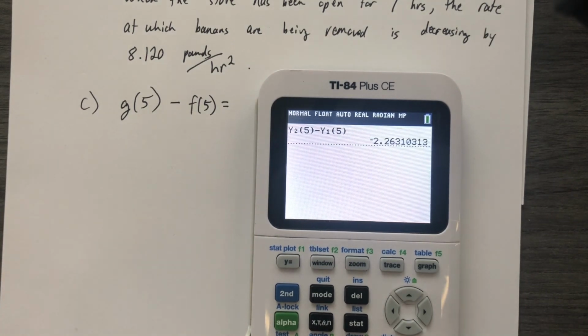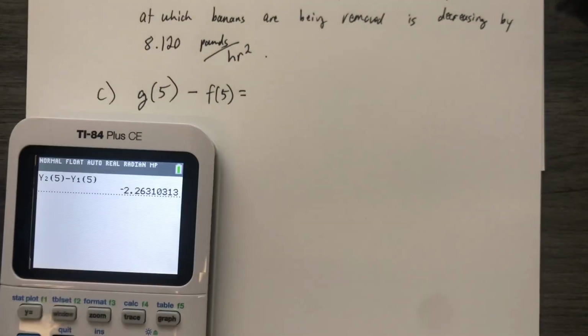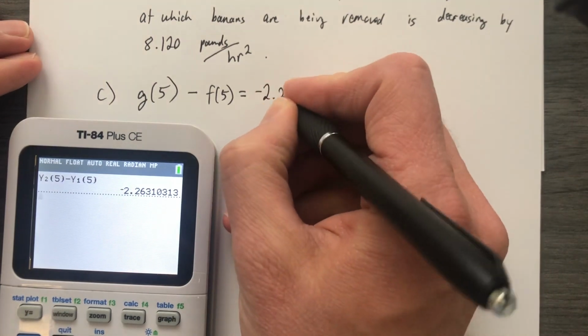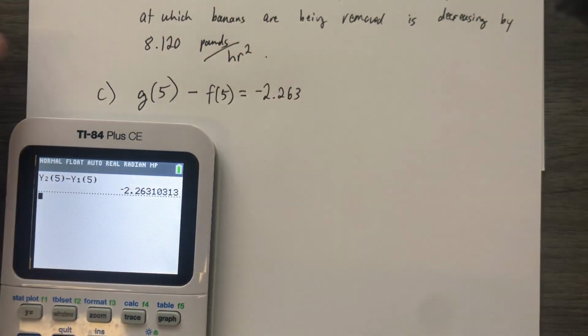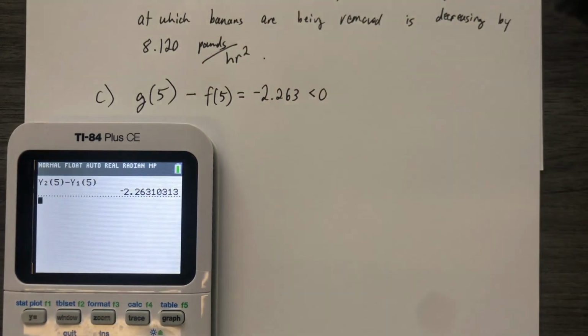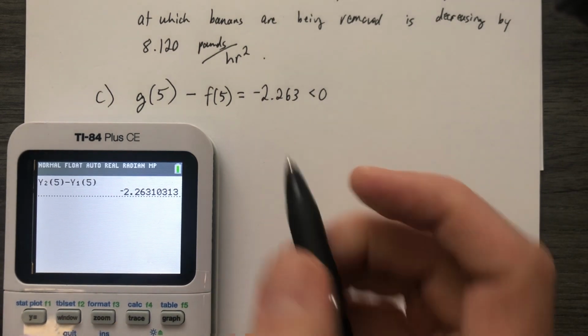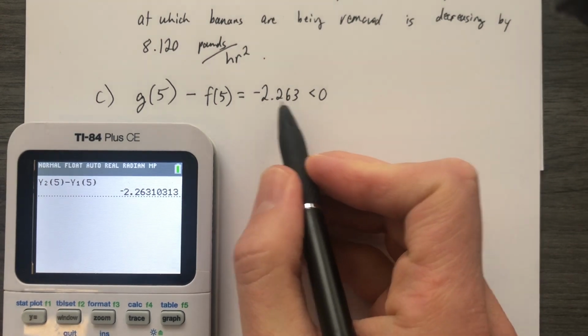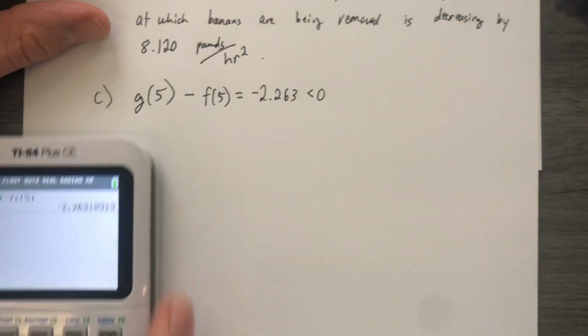And we're going to get this negative number here, and we're going to write that down. So negative 2.263, and I'm happy with that, and you're happy with that, but I do want to realize that it is negative, which means the poundage of bananas is decreasing at this rate, at the time t equals 5.